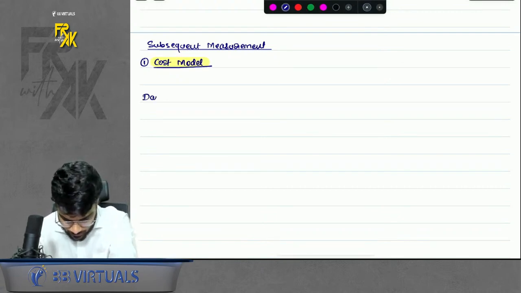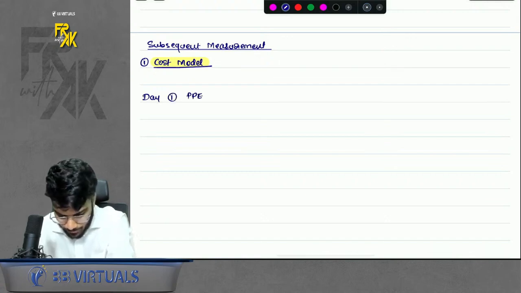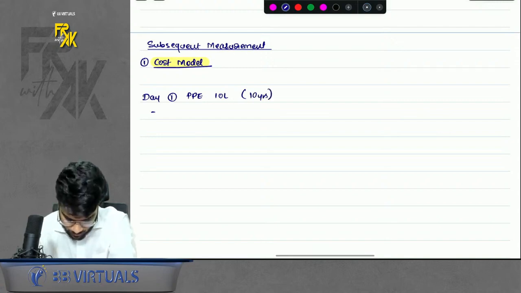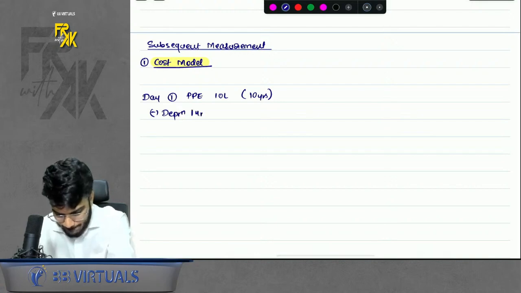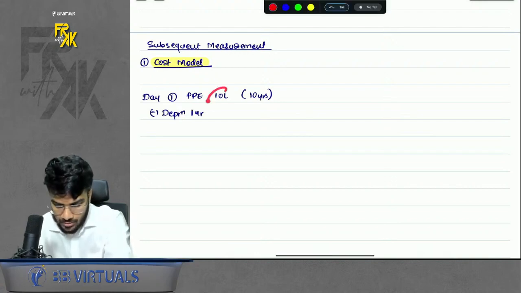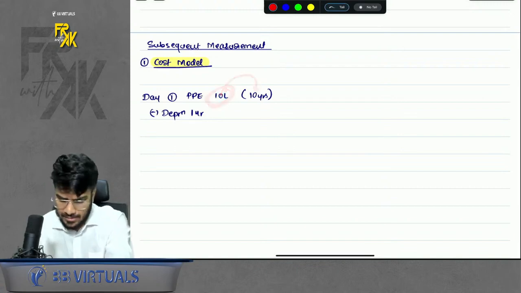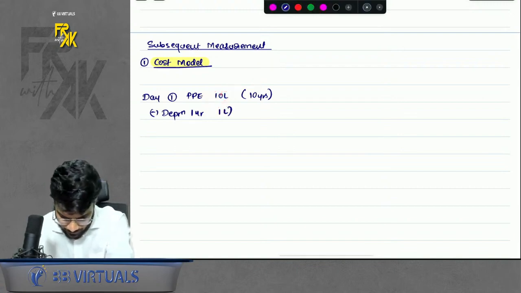It is very simple. Let's say, for instance, you acquired a PPE on day 1 for 10 lakhs, which has a life of 10 years. We deduct the depreciation for 1 year. What will be the amount of depreciation? 10 lakhs is the value, 10 years is the life. So depreciation per annum will be 1 lakh.